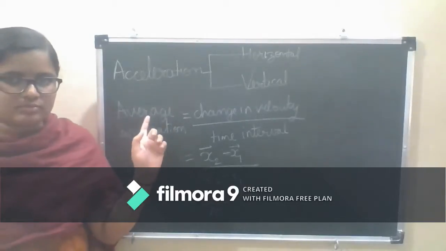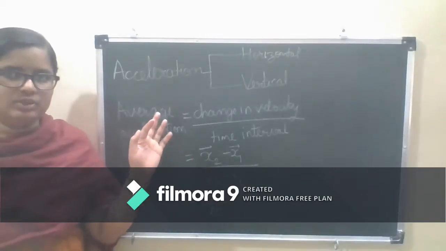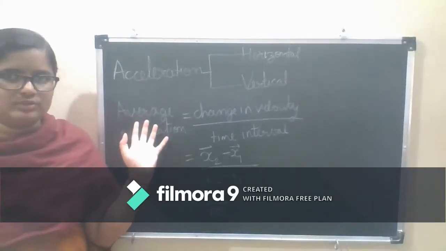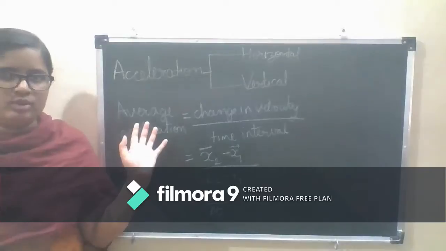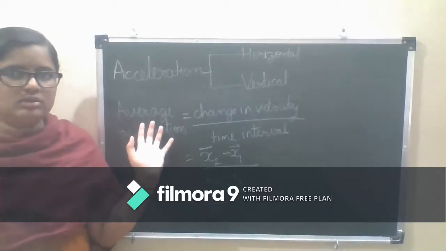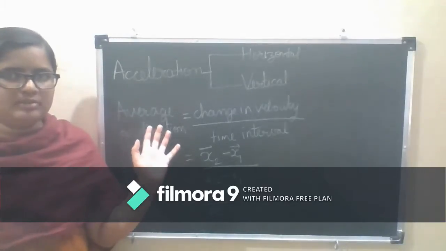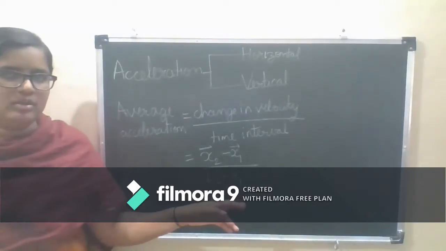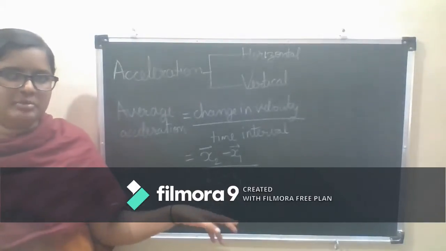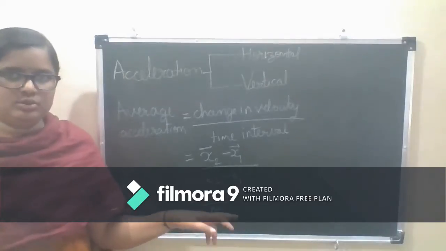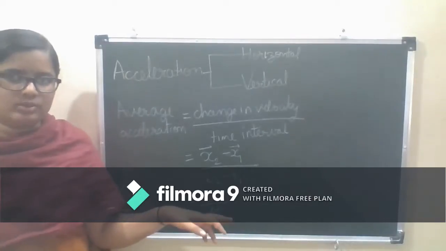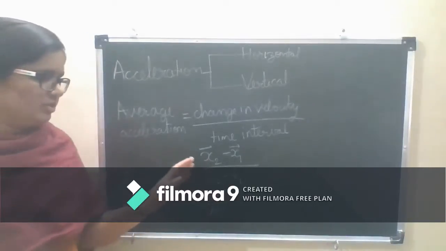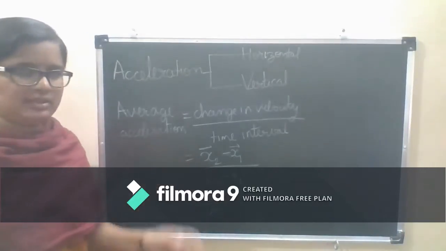So everyone knows what average acceleration is. It is the ratio of the change in velocity to the time interval. Everyone knows that x2 minus x1 divided by t2 minus t1, which is equal to delta x upon delta t. So this is for average acceleration.